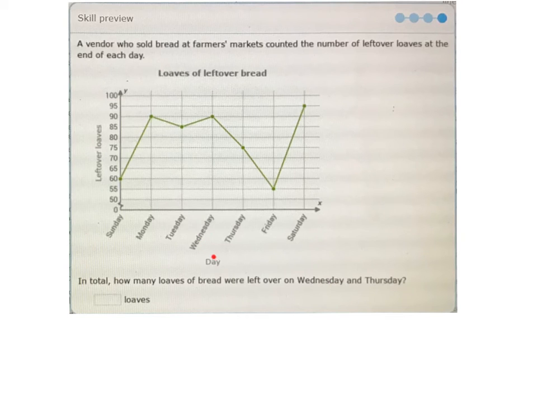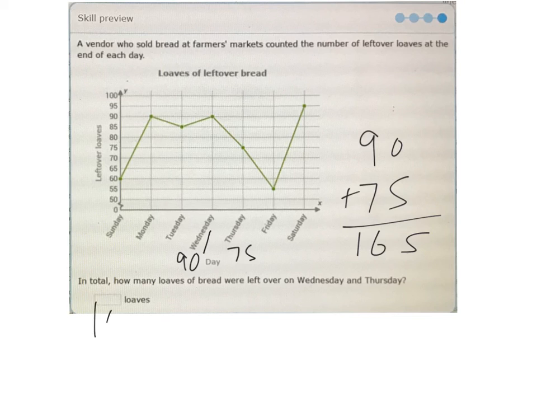So I go to Wednesday on the x-axis, and I see that there were 90 loaves left over on Wednesday. I'm just going to write that there, 90 loaves on Wednesday, as well as on Thursday. Thursday I go up the line to where it meets the little dot, the vertex. 75 loaves on Thursday, so 90 plus 75, 5, 9 plus 7, 16. So 165 loaves left over. Okay, I hope that makes sense.